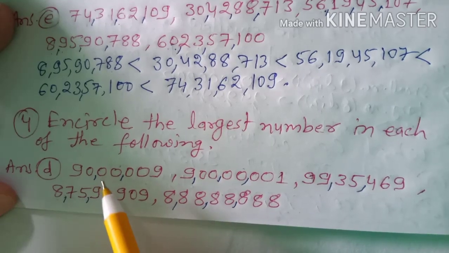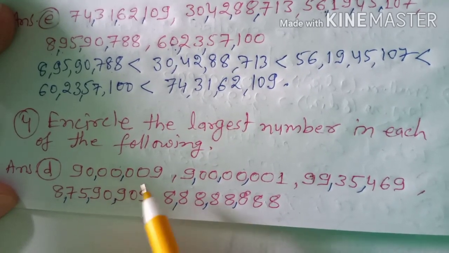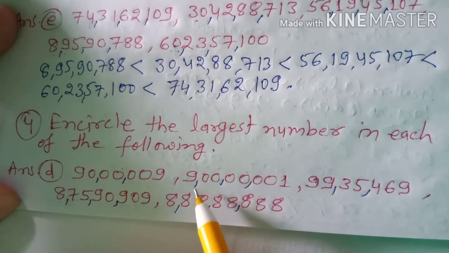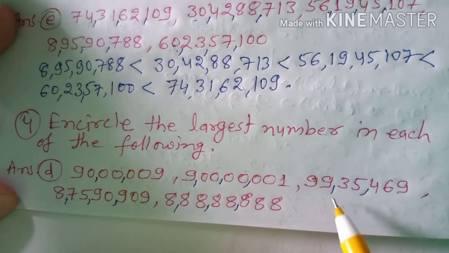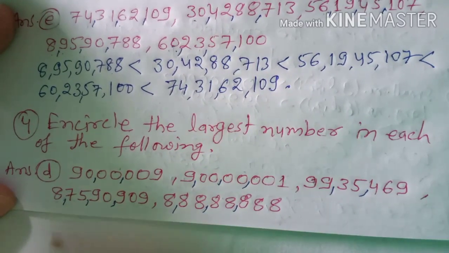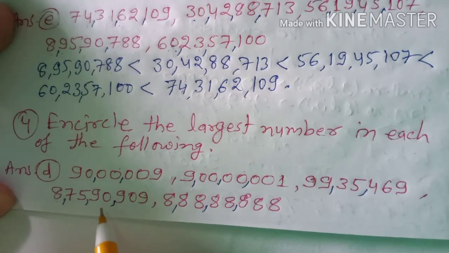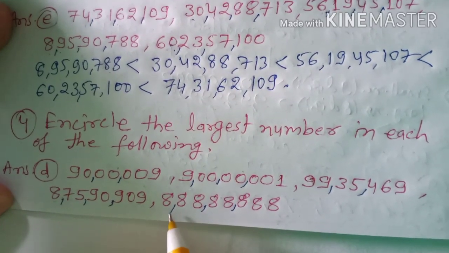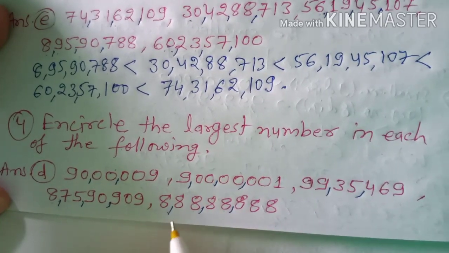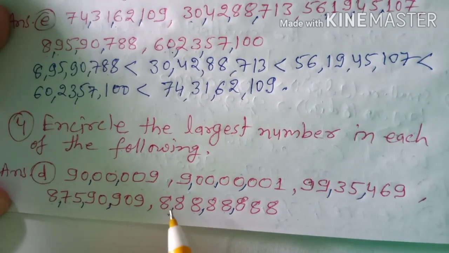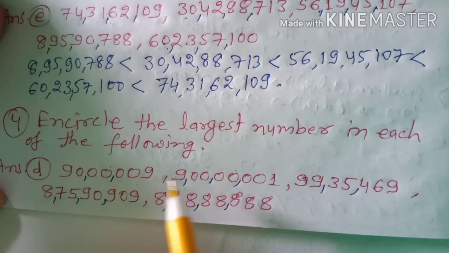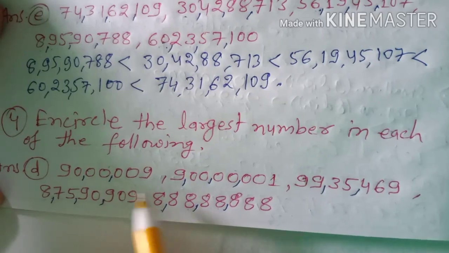Now see, this number is 90 lakh 9. This number is 9 crore 1. This number is 99 lakh 35,469. This number is 8 crore 75 lakh 90,909. And this number is 8 crore 88 lakh 88,888. We have to put the circle on the number which is larger among all these numbers.